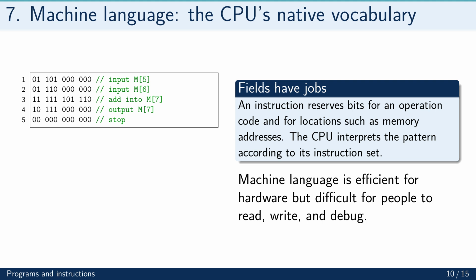Machine language is compact and directly runnable, but it is difficult for humans to read and maintain. A single mistake in a bit pattern can change the operation entirely. This difficulty motivates the layers we will study next. Assembly language gives names to these operations, and high-level languages let programmers express larger ideas more naturally.